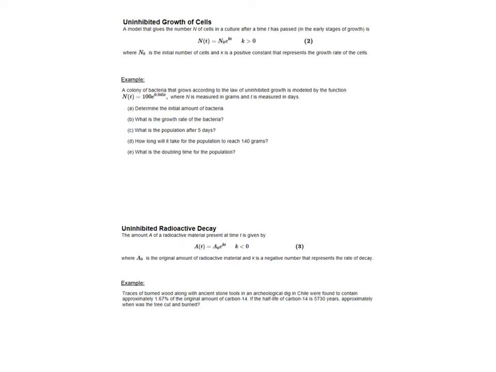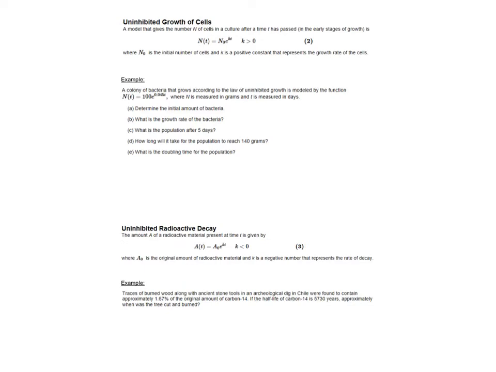All I know is that I'm going to have an initial amount, then I'm going to have my number e, which is going to represent my base, and it's going to be raised to a rate times a time. If it's growth, that rate is going to be positive. If it's decay, that constant will be negative. All right, so let's look at our first one here.